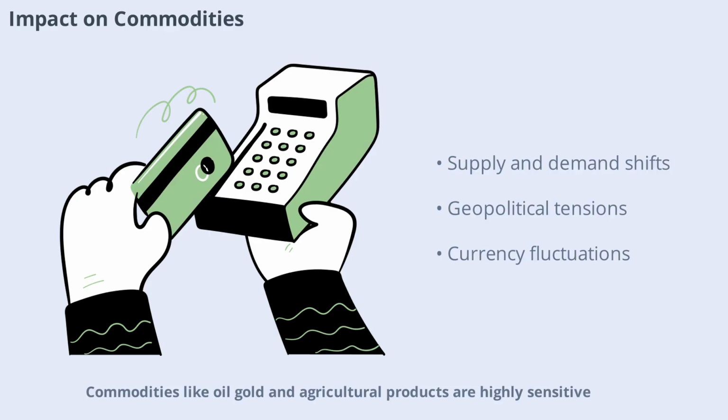Commodities like oil, gold, and agricultural products are highly sensitive to market trends and global events. Supply and demand, geopolitical tensions, and currency fluctuations all play a role in determining prices. Investors in commodities must be especially vigilant, as these markets can be volatile and react quickly to new information.